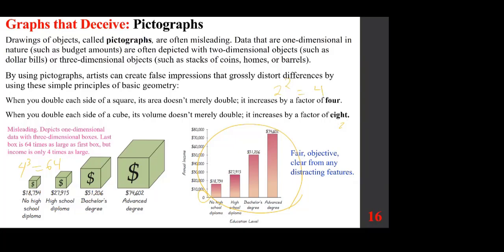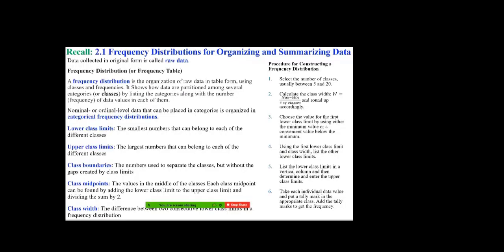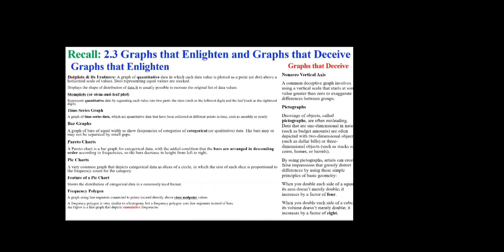All right, we're going to go to the next section. I want to look at scatter plots, correlation, and regression briefly because we cover this in a later chapter. We looked at frequency distribution tables, histograms, and graphs that are good and useful, such as dot plots, stem plots, time series graphs, bar graphs, Pareto chart, pie chart, polygons, ogive. And then we looked at some pictographs that can deceive the reader. So we want to be careful of that.